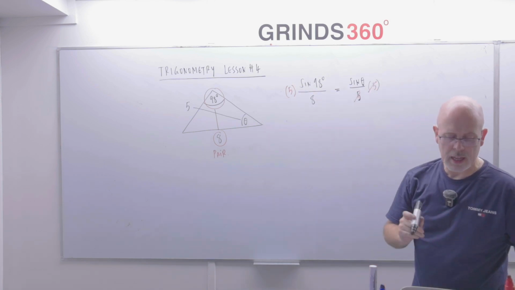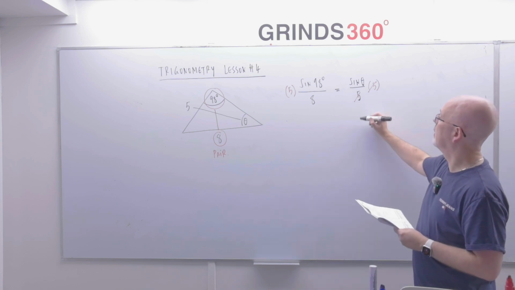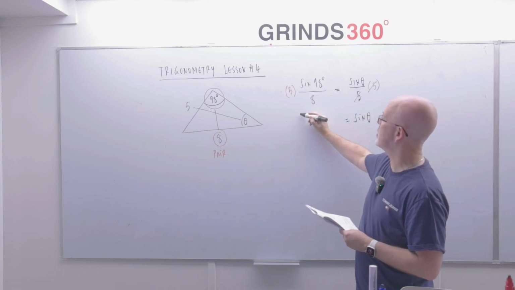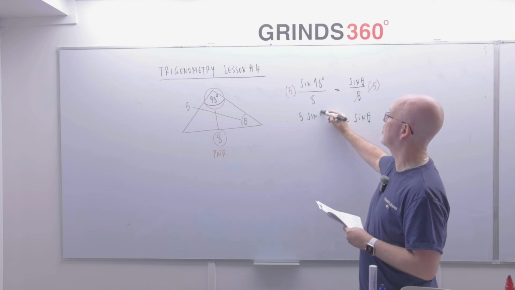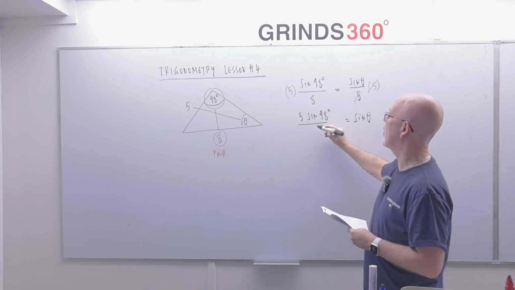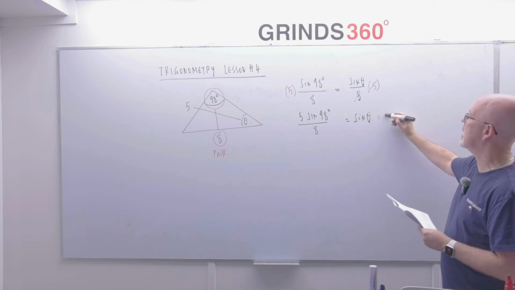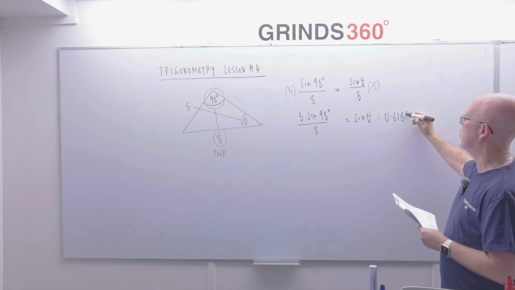And I'm just left with sine theta here. And then over on the left-hand side, the 5 just, as always, ends up above the line like that. So it's 5 sine 98 degrees over 8. I'll put this into my calculator here, and it comes out around 0.6189. Again, it doesn't matter how many decimal places you write down there.